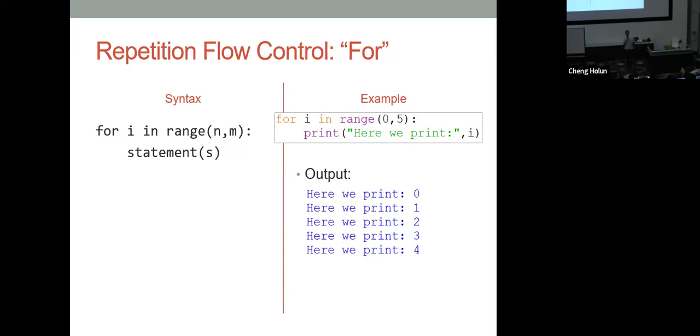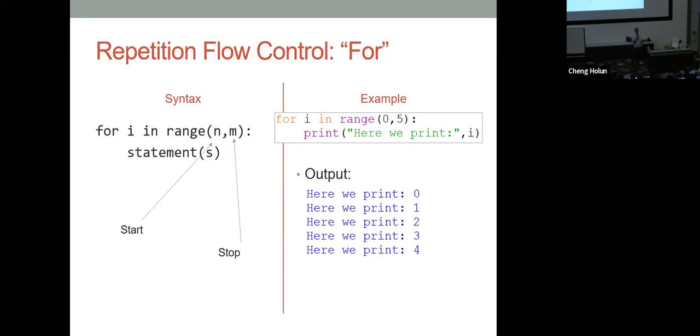Okay, i is starting from 0. So that's why I print the first line. Here we print 0. And finish 1 round, go back to the first line, for i in range. Now I finish 0. That's why i will be 1. The next line of code will print. Here I print 1, and so on. Okay? So for i in range n to m, it means n is the start, m is the stop.